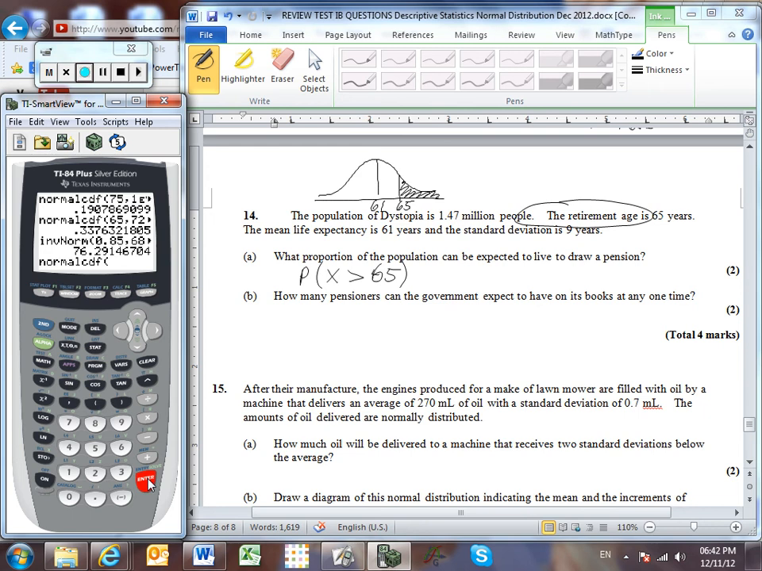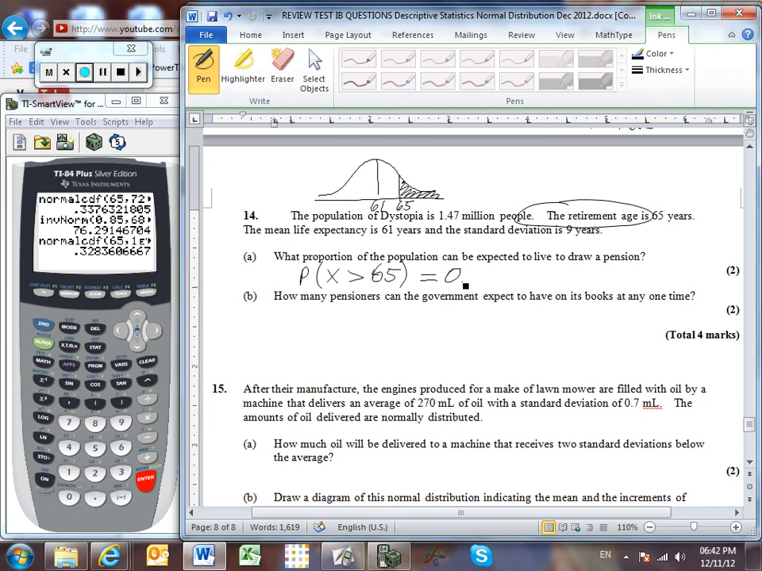So anytime you're asked for a probability, a proportion, or a percentage, use normal CDF. Our lower bound, our left-hand side, is 65, comma. Our upper bound, it goes on to infinity, so let's write 1e99, the biggest possible value our calculator can handle in the positive direction, and then our mean is 61, and our standard deviation is 9. And that gives us a probability of 0.328. And if you like, you can express this as a percentage, 32.8%. You'll notice I always round to 3 significant figures. So how many pensioners can the government expect to have?